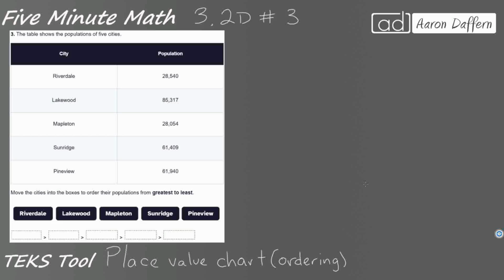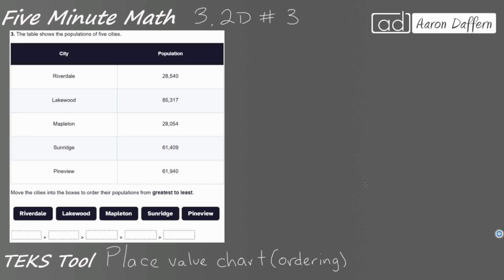Today we are looking at the TEKS tool place value chart. We are working on ordering numbers with a problem related to TEKS 3.2D, and we will solve it in 5 minutes or less. If you haven't done so already, please go ahead and take a moment to pause the video, work this problem out on your own, unpause it, and we will look at our answers together.